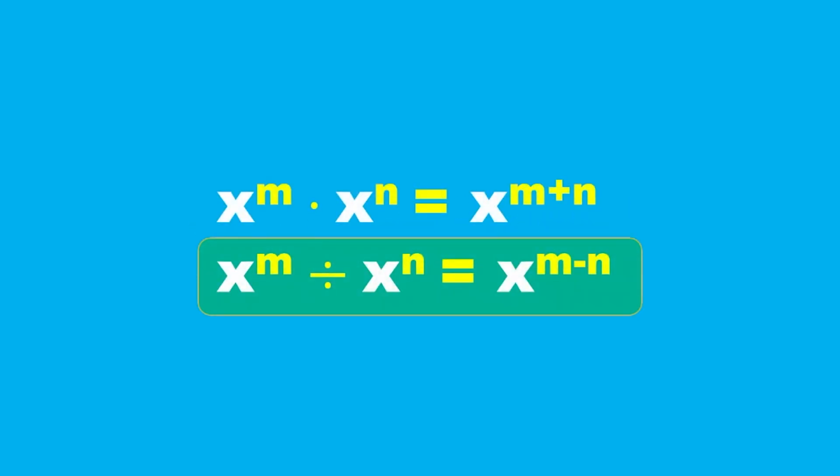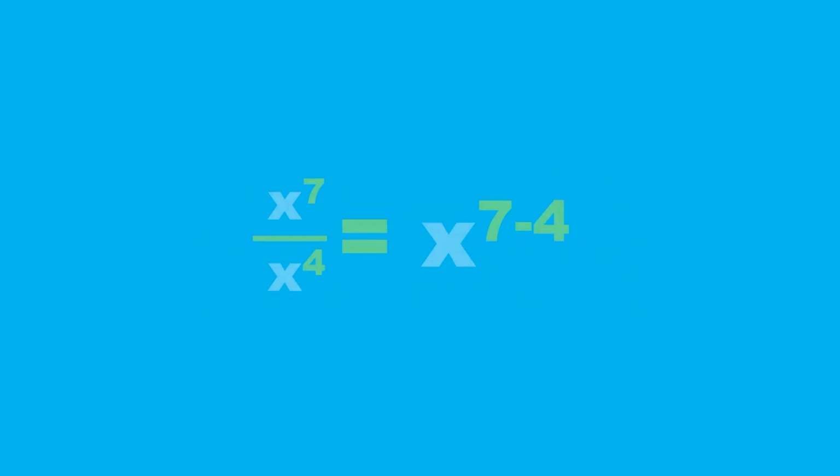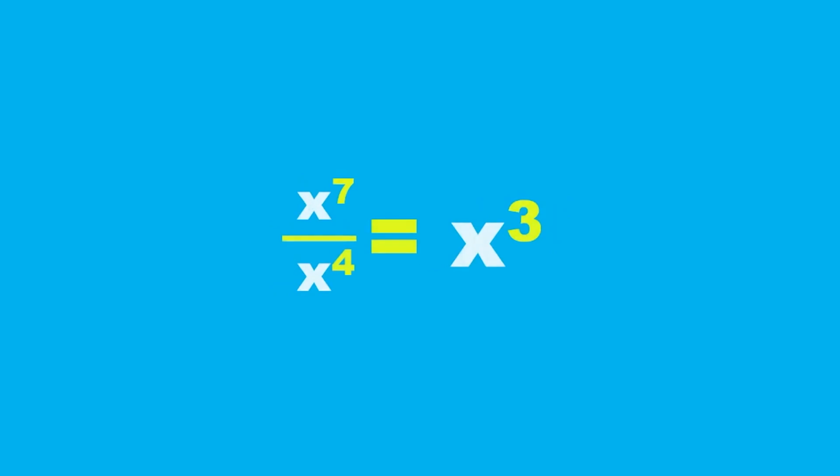Coming to our next law, x to the power of m divided by x to the power of n is equal to x to the power of m minus n. Let's take an example for this. X to the power of 7 over x to the power of 4 is equal to x to the power of 7 minus 4. Here I've written the division in fractional form. So according to our law, we'll get x to the power of 3 or x cubed as the answer.